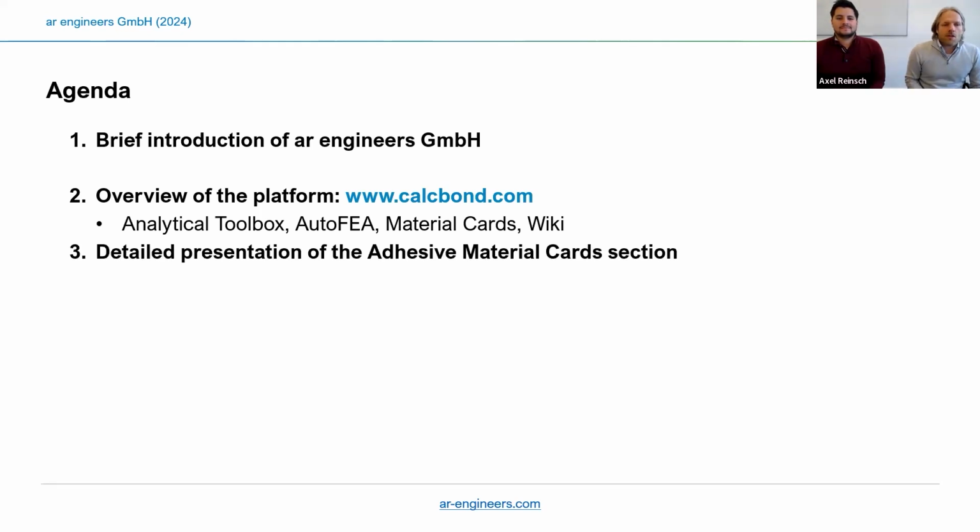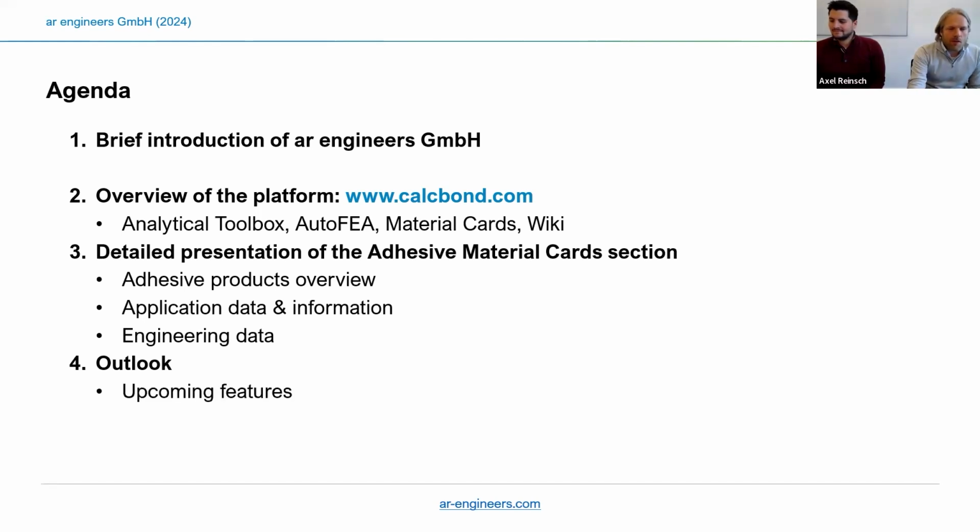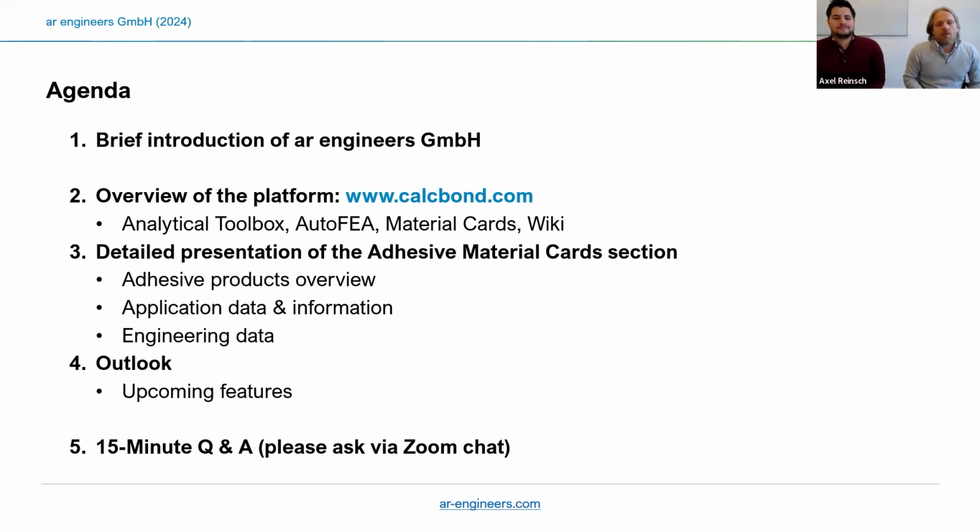Then we go into detail with the adhesive material card sections on the platform, which will be presented by Fabian. He will give you an overview about our adhesive products, the application data information, and the engineering data that comes with all the different material products we have. Finally, we give you an outlook on what's coming up on calcbond within the next month, upcoming features. And finally, we have 15 minutes of questions and answers ready for you.